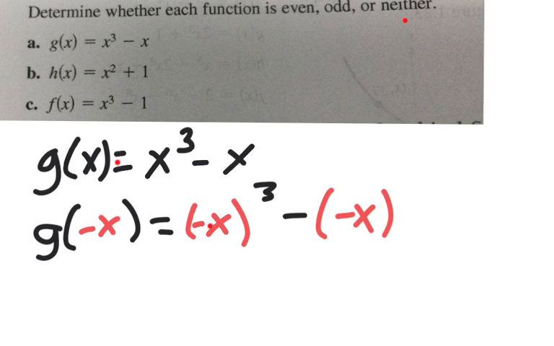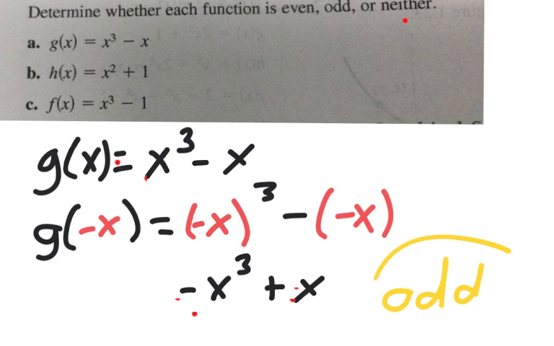What is negative x times negative x times negative x? That's negative x cubed. When I multiply negative 3 times, it's a negative. Now, what is minus negative x? Plus x. So I plugged in negative x, and what happened? I changed the sign of both terms. Therefore, this is an odd function.